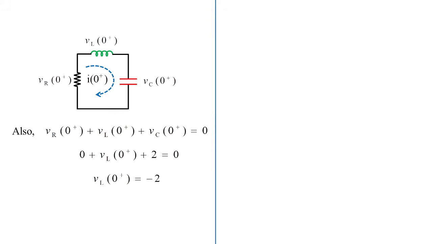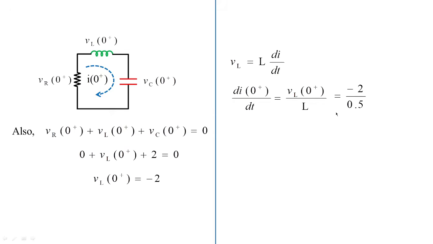Also remember that voltage across an inductor is given by L di by dt. So I am going to take di by dt equal to VL by L. Therefore di by dt of 0 plus will be equivalent to VL of 0 plus by L. Just now we got the value of VL of 0 plus, which is minus 2, because VL of 0 plus plus 2 equal to 0, and the VL value we got as minus 2. So that is why this is minus 2, and the inductor value is 0.5.